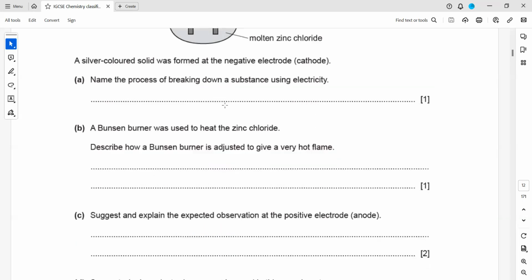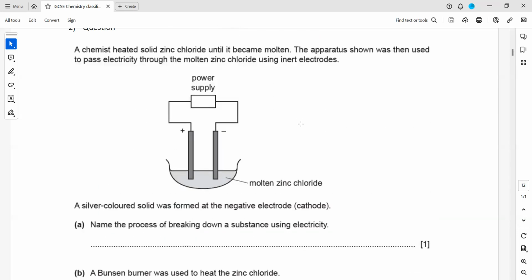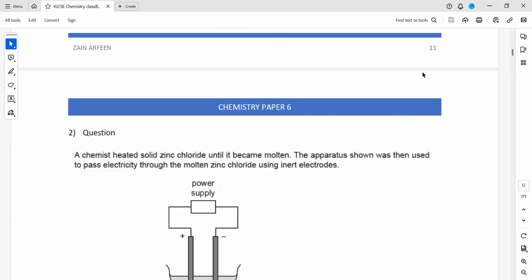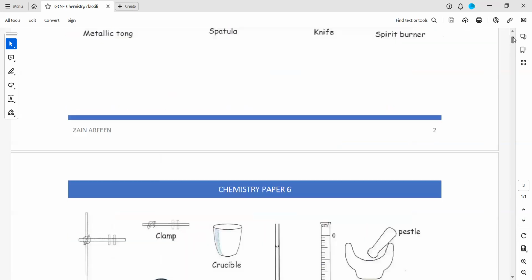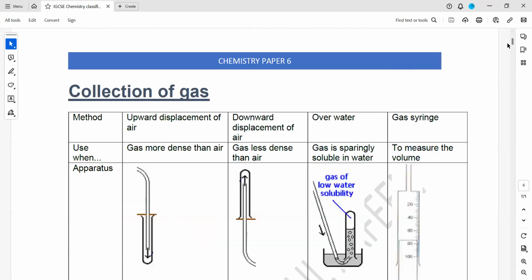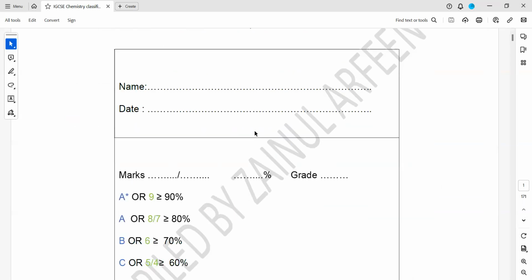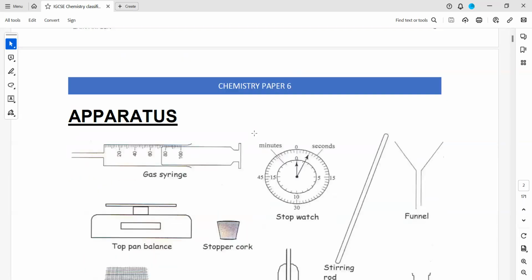A Bunsen burner was used to heat the zinc chloride. Describe how a Bunsen burner is adjusted to give a very hot flame. Look, if we want a very hot flame, we want complete combustion of the substance. And complete combustion, what does it depend on? It depends on the supply of oxygen. If we have plenty of oxygen, the substance will burn completely. So for complete combustion, what do we need? We need oxygen.